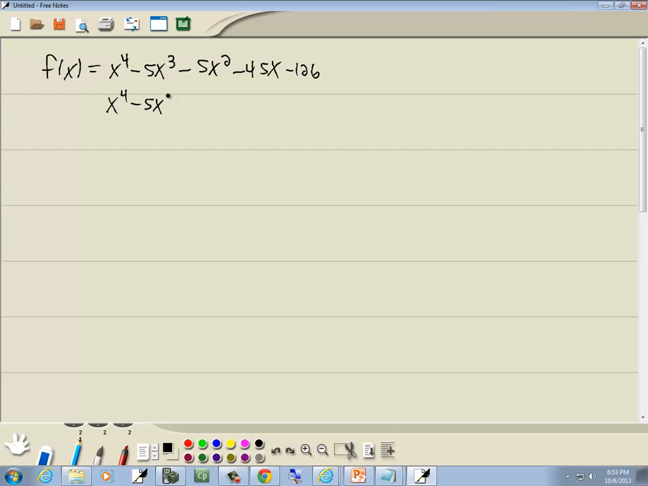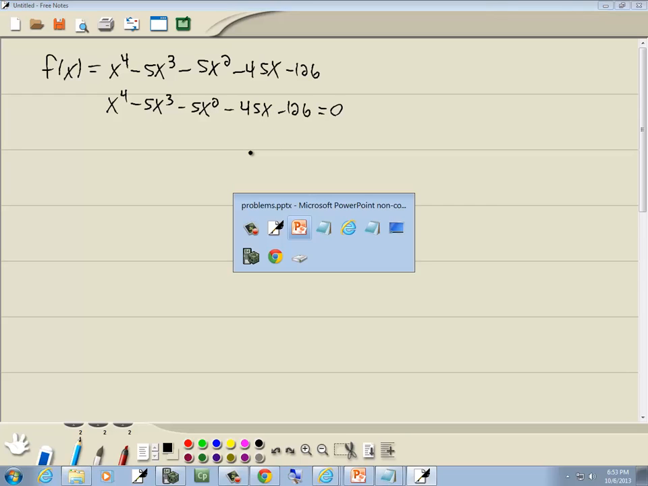Now our fundamental theorem of algebra says your largest power, your degree, is going to tell you how many answers you're going to have, how many zeros. Well, we've got a degree of 4, so we're going to have 4 answers. Well, let's use a calculator to see what we can find.